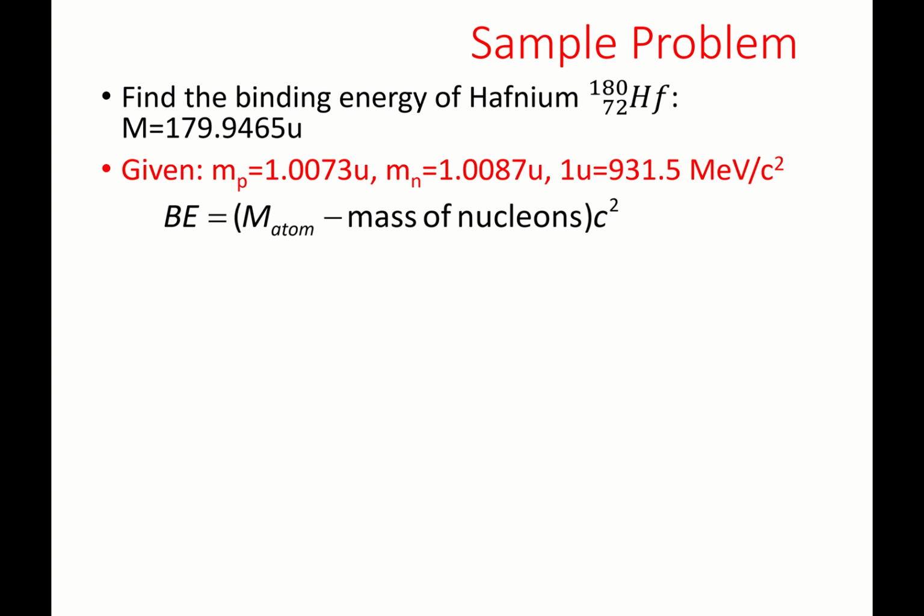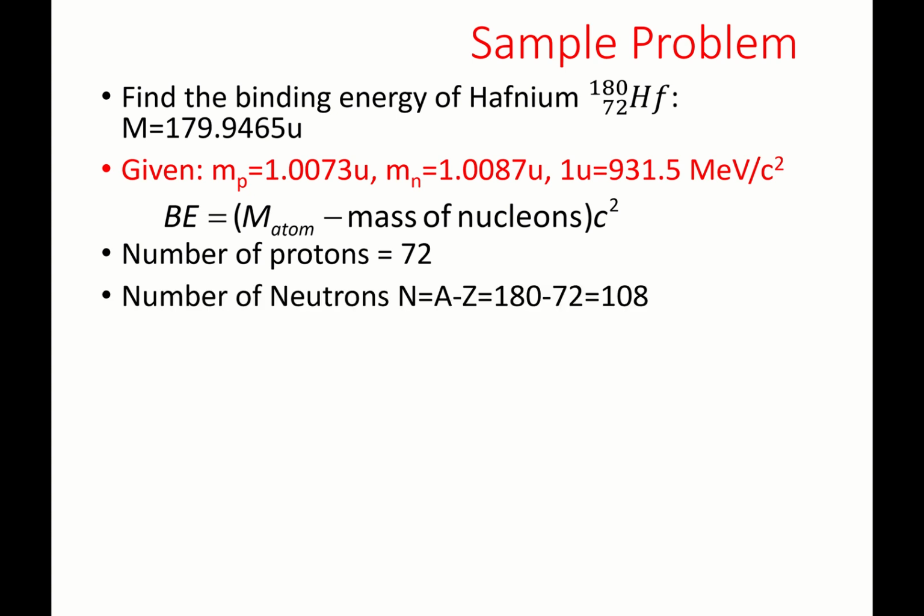All right, so the binding energy is the mass of the atom, so that's 179.9465 U. We're using the atomic mass unit for mass, minus the mass of the nucleons. So what's the mass of the nucleons? Well, we know we've got 72 protons, and we can calculate how many neutrons we have by subtracting the number of protons from the number of nucleons. So we do 180 minus 72. That gives us 108 neutrons.